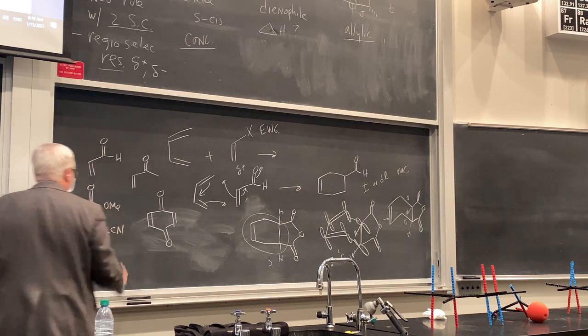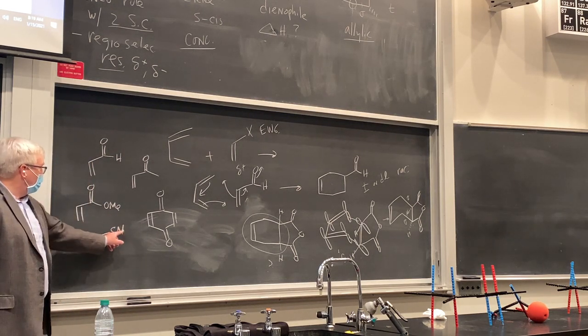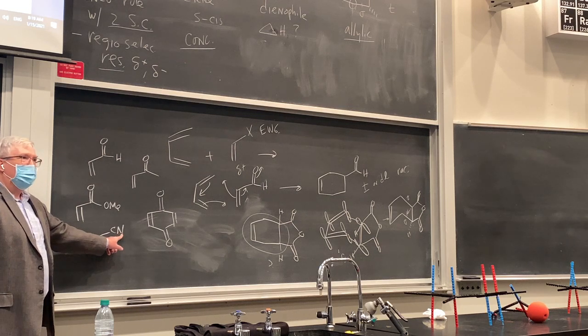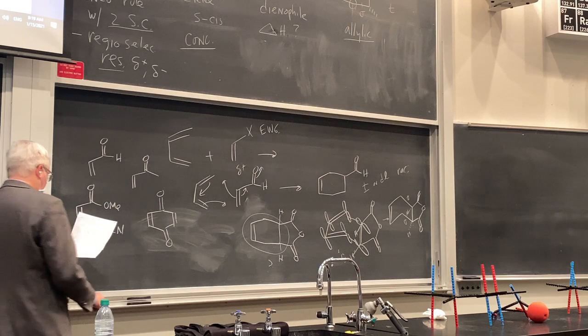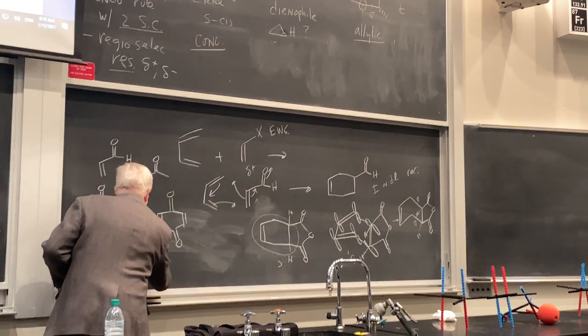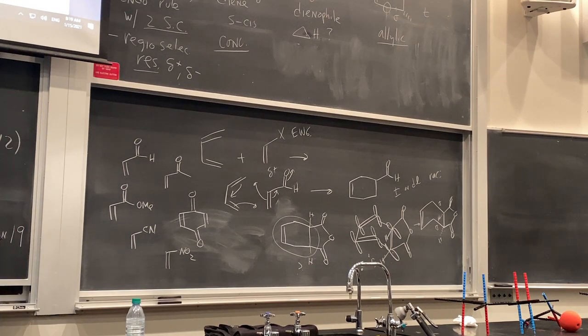cyanide. Again, that's a triple bond, but it's conjugated through there. You can push the electron density over to nitrogen. So you can practice those resonance structures. How about nitro? Yeah, that nitro one turns out to be a very good Diels-Alder dienophile also.